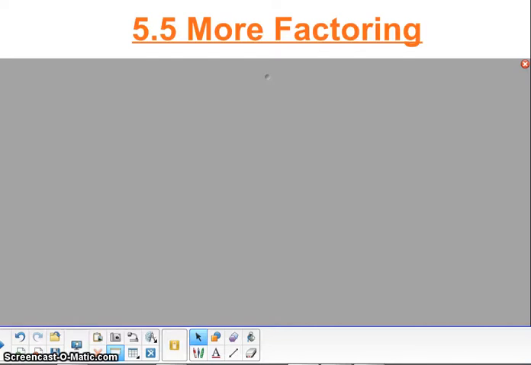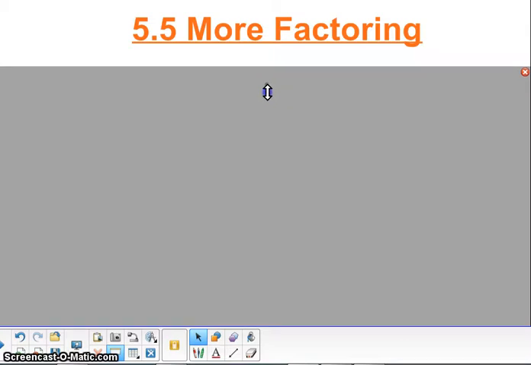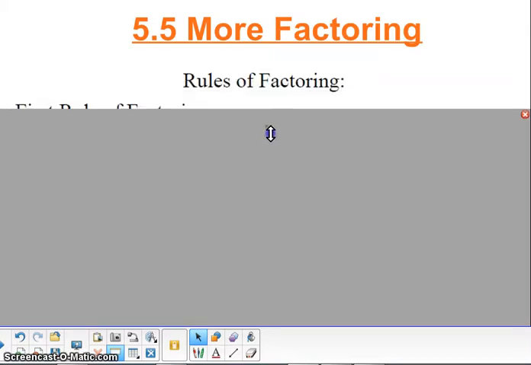Hi, this is Mrs. Slater, and today we're going to talk some more about factoring. And just to review the previous lesson, you do not have to write. I'll let you know when you have to start writing notes again. But the rules of factoring.